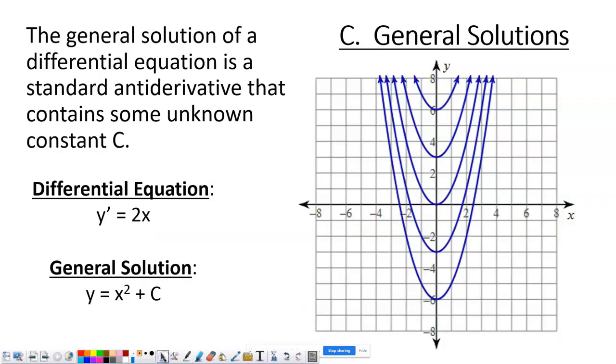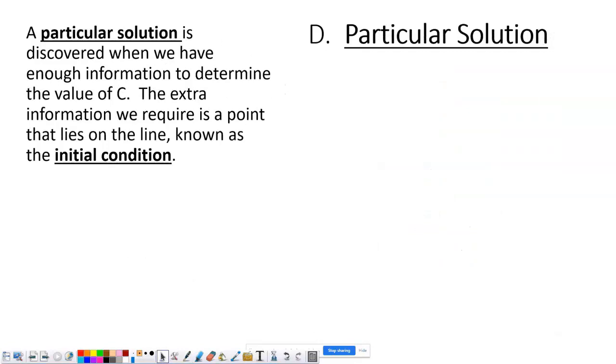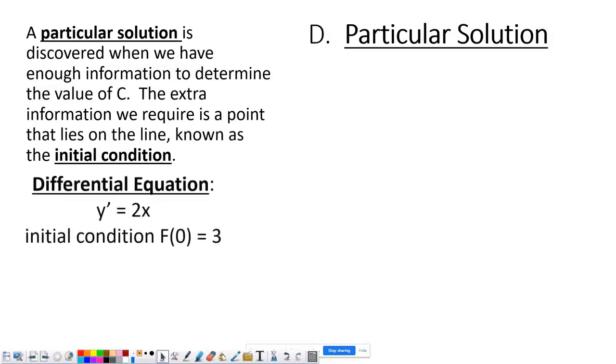So you probably already know then what a particular solution is. A particular solution is whenever you have enough information to figure out what the C is. What they're going to do is give you a little bit of extra information, and all you need is one more point. If you know a point that exists on the original graph, then you have enough to figure out which one it is.